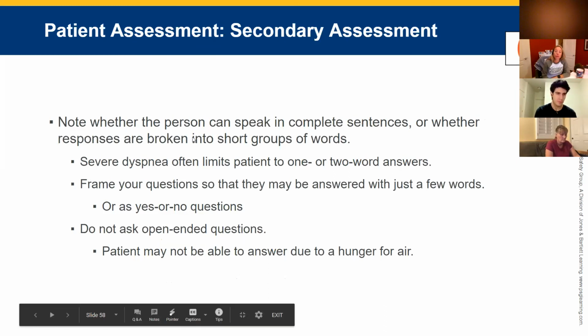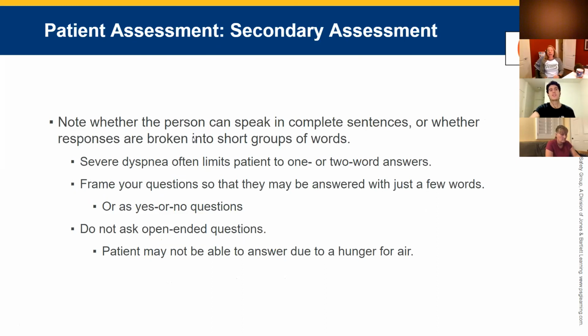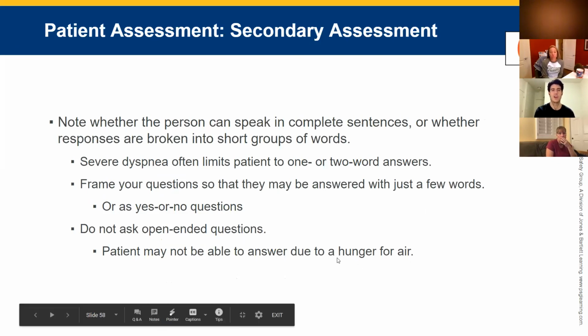All right. Here you can note how much the person can speak. So severe dyspnea means limiting to one or two word answers. Like Liz was saying, maybe they can only get a yes or a no out, and that's all they can manage. You can note that to other care providers. That'll give an idea of how severe this is. And you can ask yes or no questions, like was pointed out. All right, do not ask open-ended questions. That's going to cause a long-winded answer.